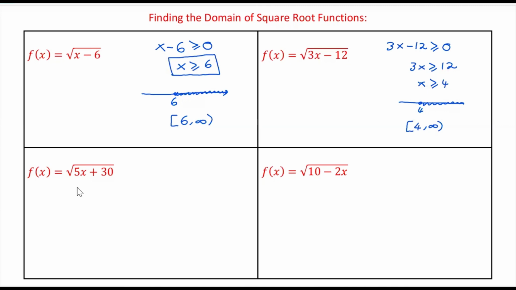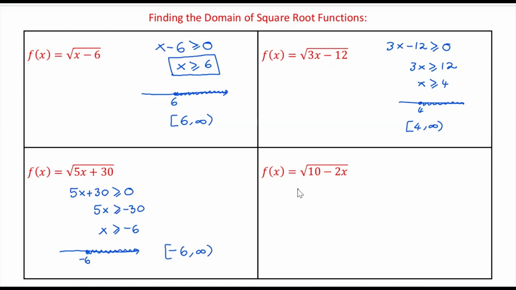The next question, again, we just take the radicand and set it greater than or equal to 0 and solve for x. Subtract 30 from both sides. 5x is greater than or equal to negative 30. Divide both sides by 5. x is greater than or equal to negative 6. Now, draw your number line, and x should be to the right of negative 6. So in interval notation, the domain will be from negative 6 to infinity.